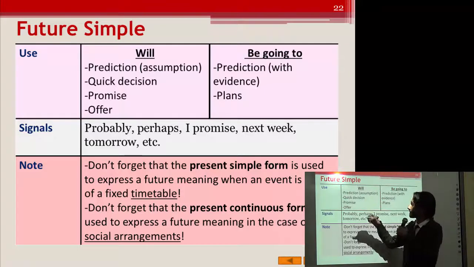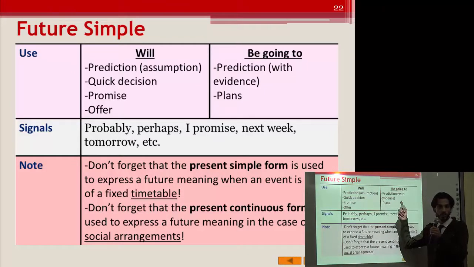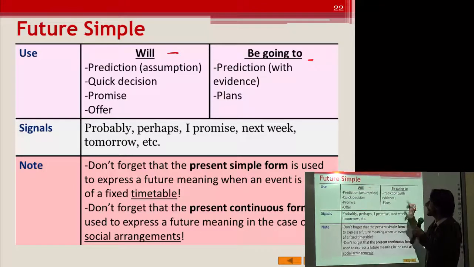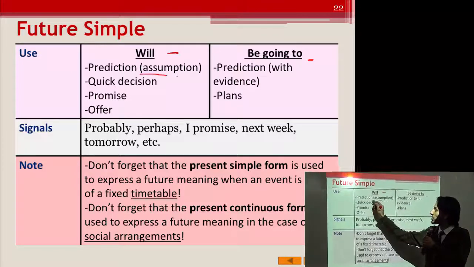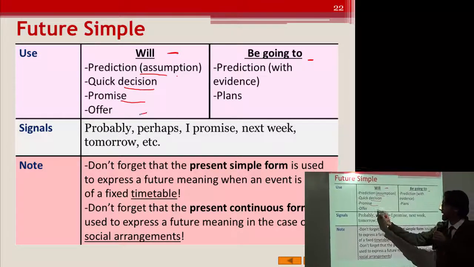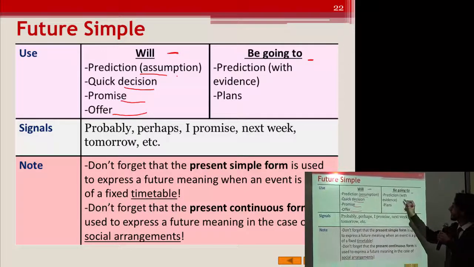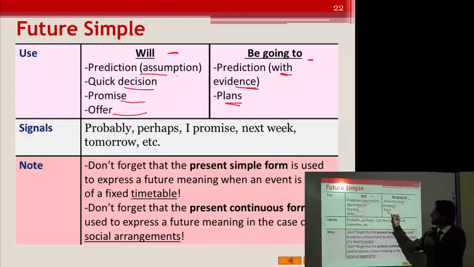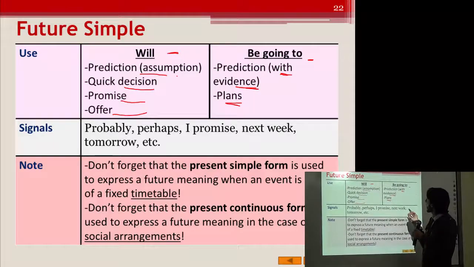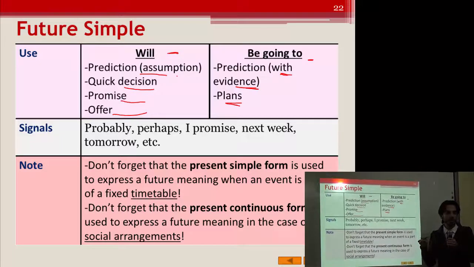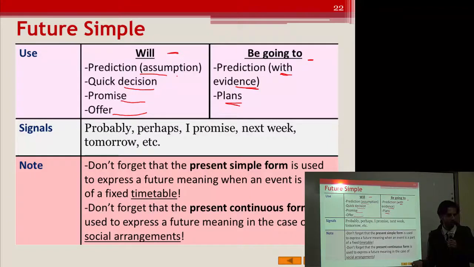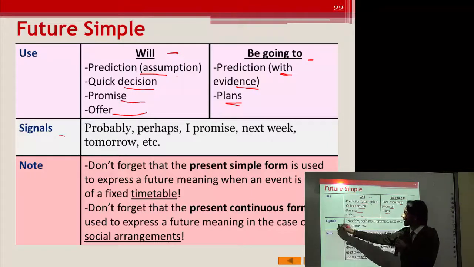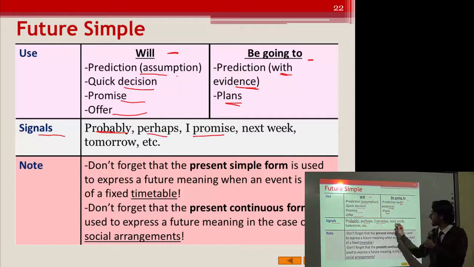Okay, future simple. There are two forms, as we said, next to the present simple form and the present continuous. We use will and be going to. Will is used for predictions, quick decisions, promises, and offers. But be going to is used for a prediction with evidence and for plans. For example, I'm going to study in Germany next semester. So this is a plan. We use be going to. Signals: we use probably, perhaps, promise, next week, tomorrow, and so on.